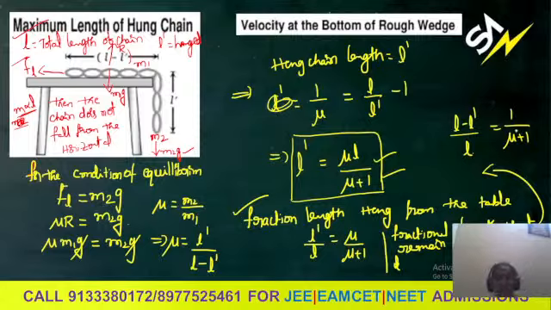So when some portion of the chain hangs from the horizontal surface of the table, they can ask what should be that hung chain length. They can ask to calculate this L dash, and they can ask what is the fractional length hung from the table, or what is the fractional length that remains on the horizontal surface. In these ways they can ask the questions.